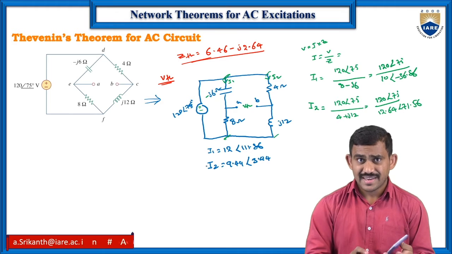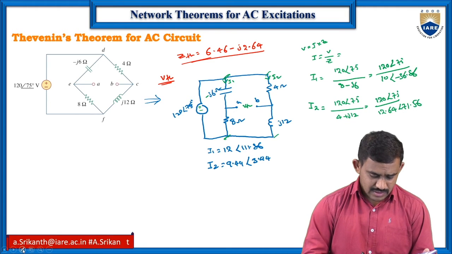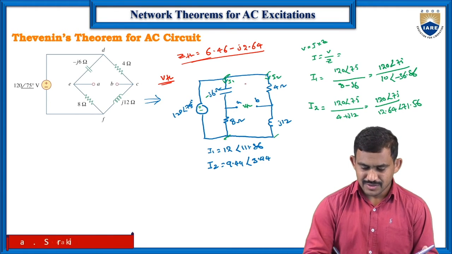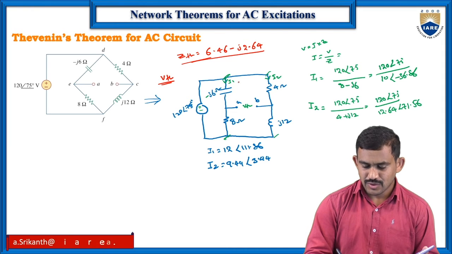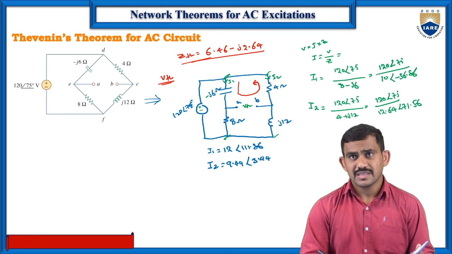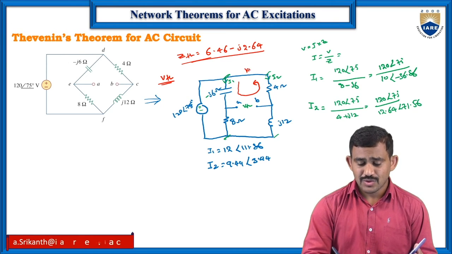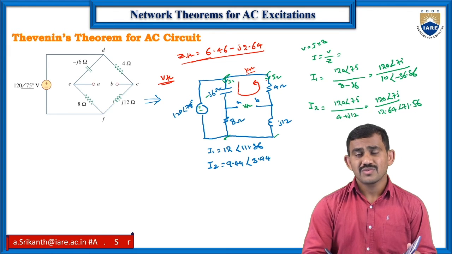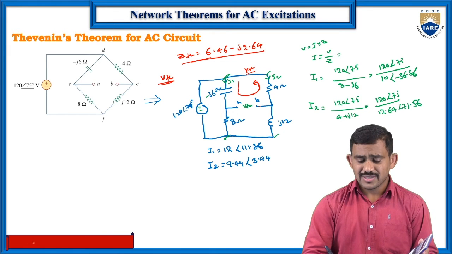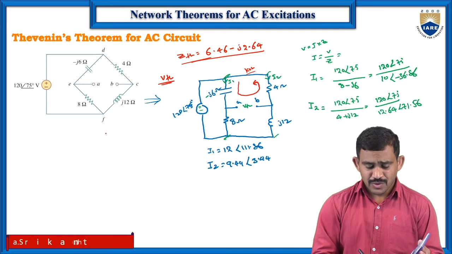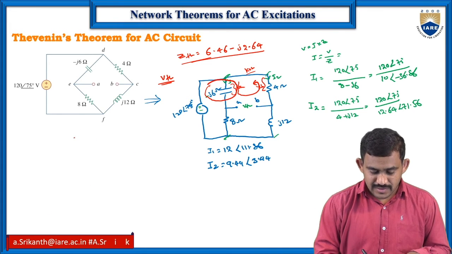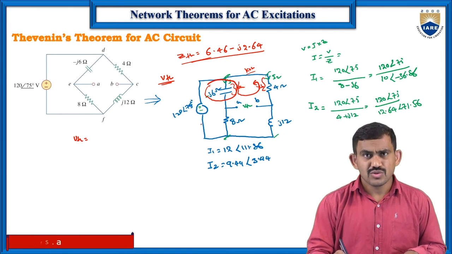Why do I need to find I1 and I2? Suppose this is your circuit, and it is a closed path. Then what is the value in this closed path? Apply Kirchhoff's voltage law. In a closed path, the voltage is equal to 0. So applying Kirchhoff's voltage law, I will get the VTH value.